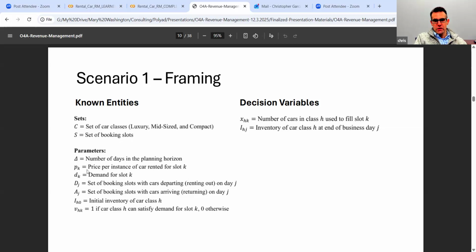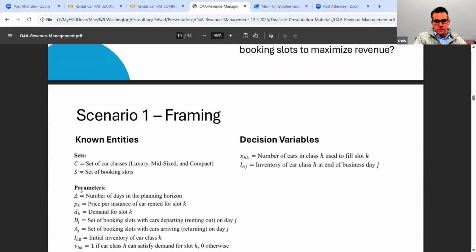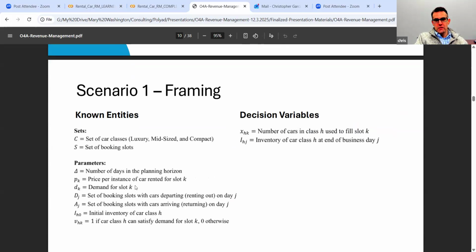Okay, and then we have PK, which is going to be the price per instance of car rented for slot K. Okay, so again, going back to this here, this is my PK. This would be, for instance, P1 and P2 if we number our demand slots here like this. DK is going to be my demand for slot K. Okay, so you can see how I'm using the index K. The index K is going to, in our modeling, go over the set of booking slots here.